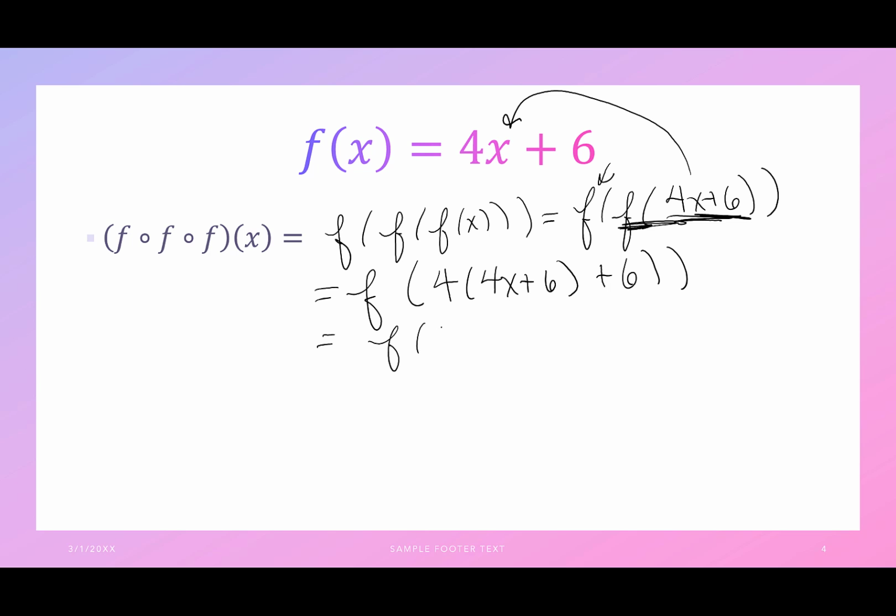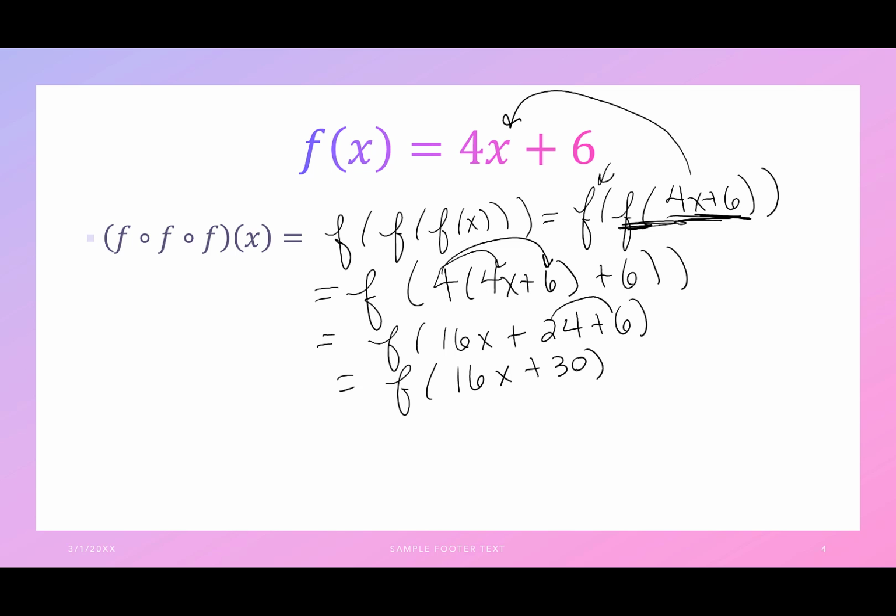To make that easier, because I don't want to lose you, let's go ahead and multiply. 4 times 4 is 16x. 4 times 6 is 24. And then we have 6. I can pretty that up a little bit more. There's 16x, 24 and 6 is 30. I think that looks better. Okay, now we're going to do it again. It says whatever I give you, so I'm giving you 16x plus 30. You're going to multiply it by 4.